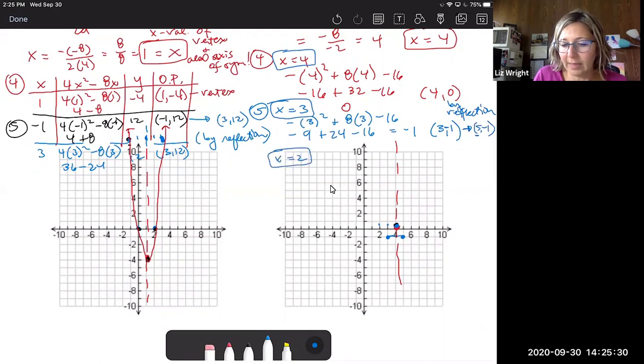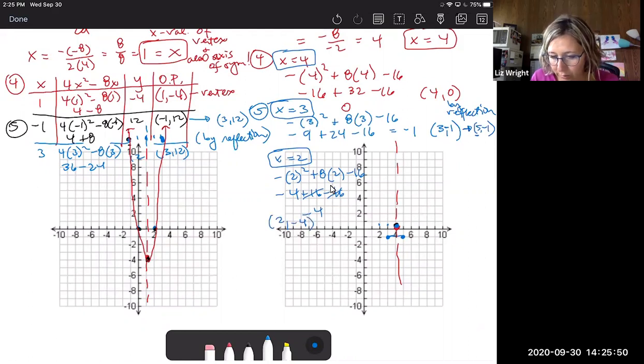So now we're going to get negative quantity 2 squared plus 8 times 2 minus 16. So we're going to get negative 4 plus 16 minus 16. The 16s cancel out. You end up with negative 4. So then we're going to get the point 2, negative 4.